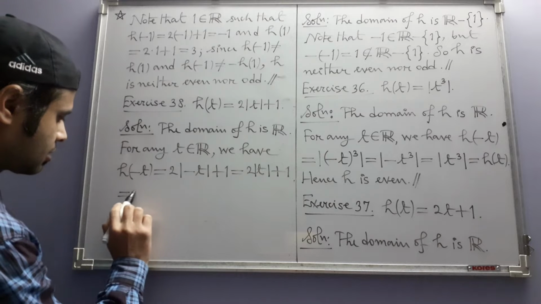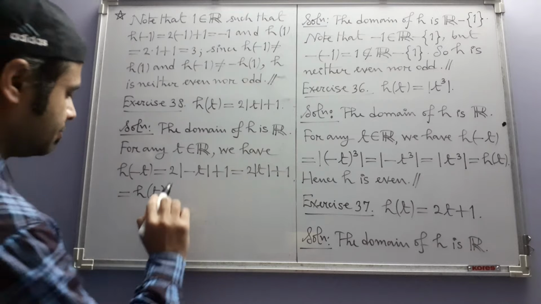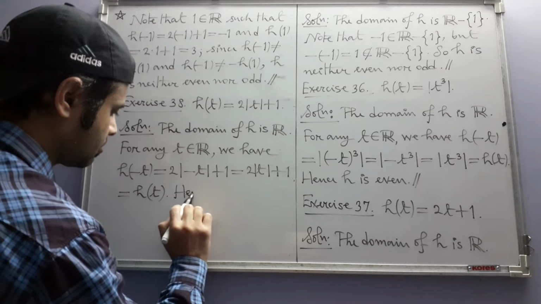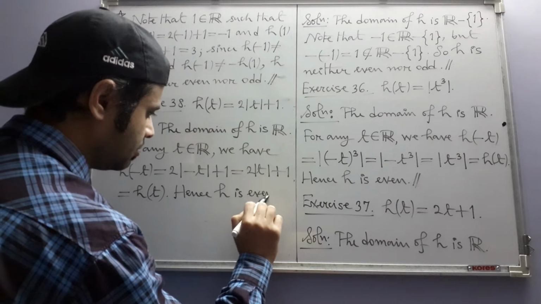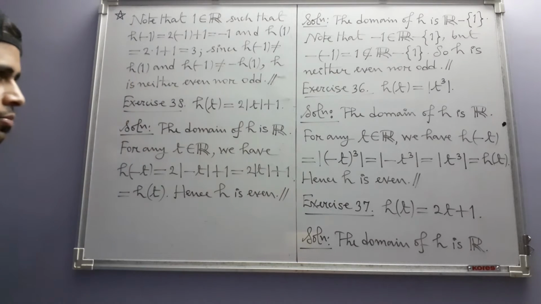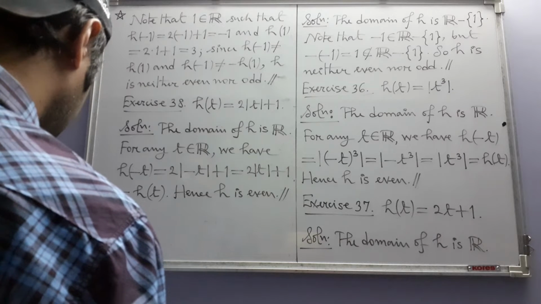And this is nothing but h of t. Hence, h is even. Okay, so these are even and odd functions.